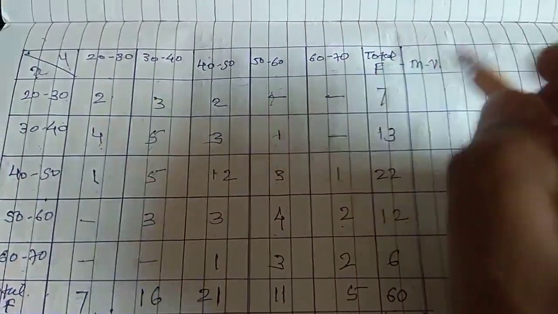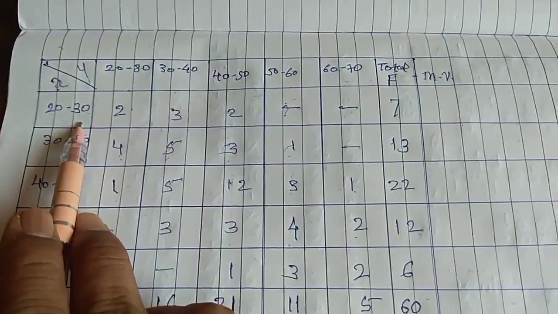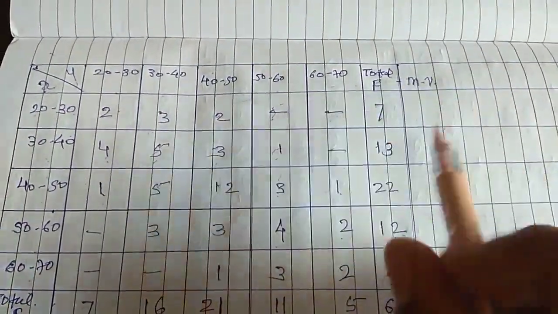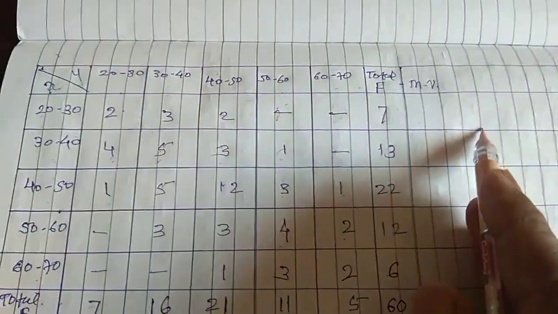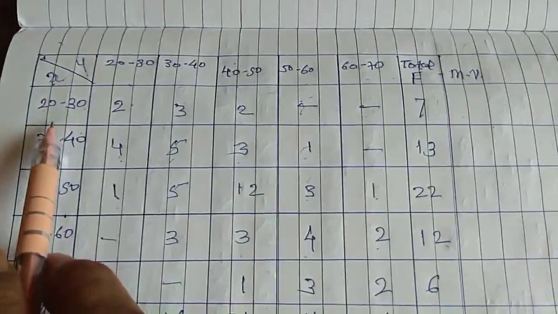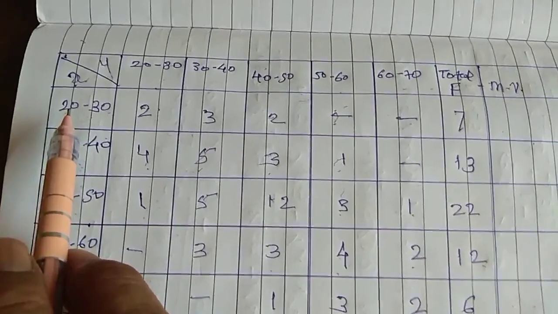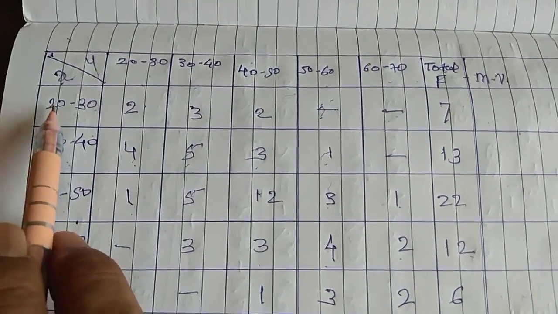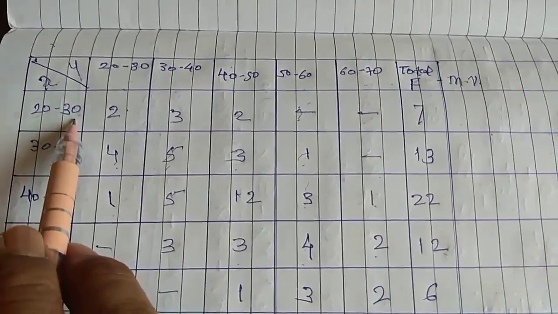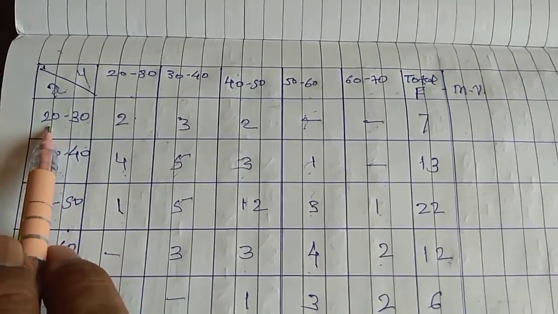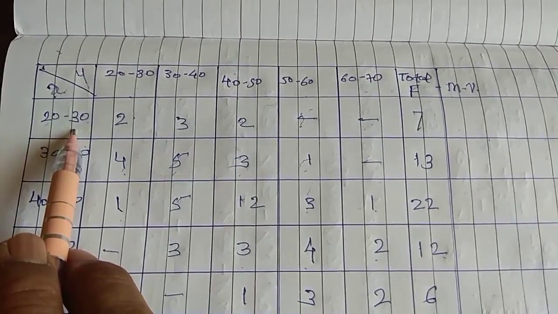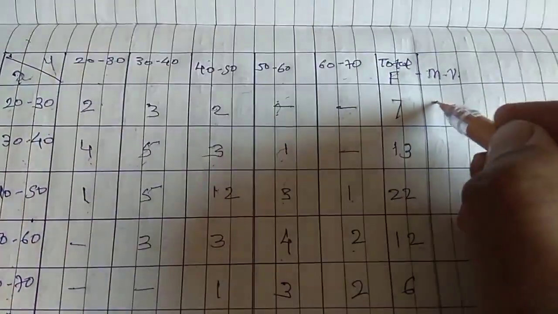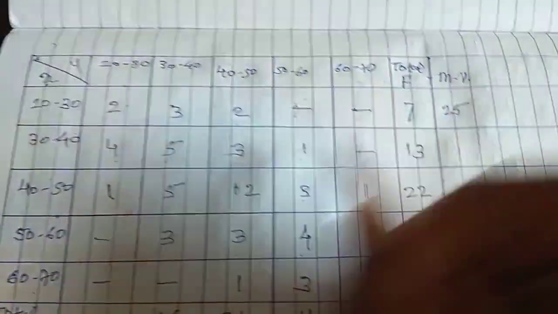Mid value means, for 20 to 30, whatever the mid value is we have to write here. This platform is related to the X series. Okay, how should we calculate the mid value? Mid value is calculated as L1 plus L2 divided by 2, where 20 is L1, 30 is L2. 20 plus 30 is equal to 50, divided by 2 is equal to 25. So write here the MV of this group.